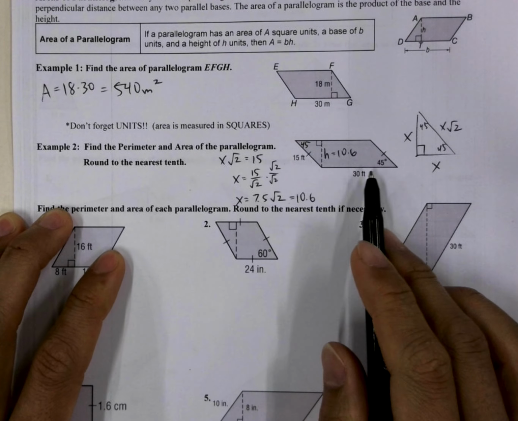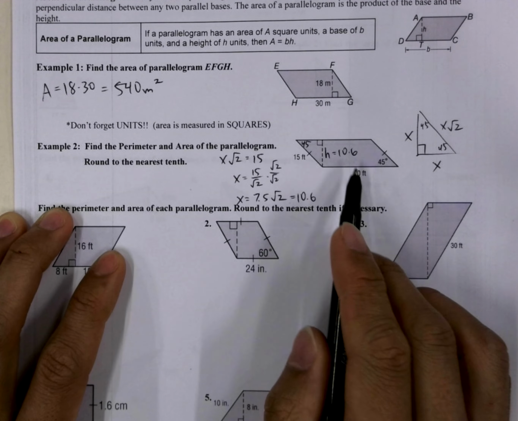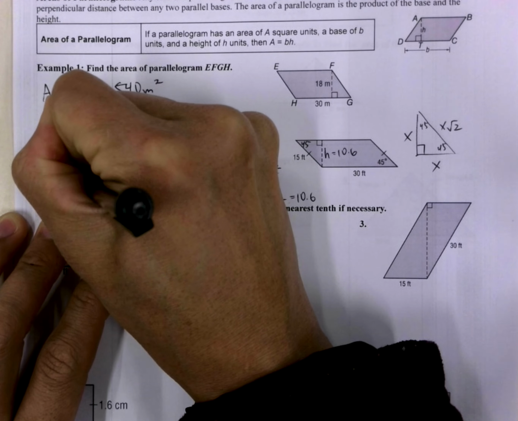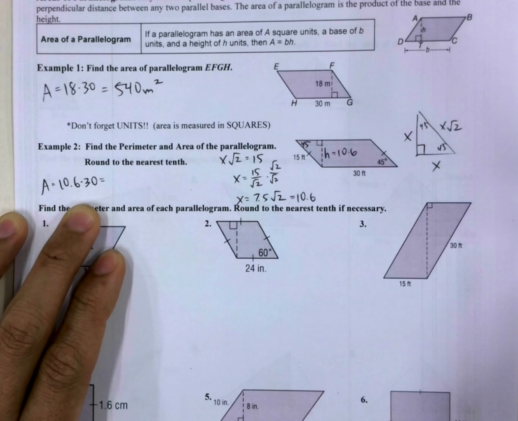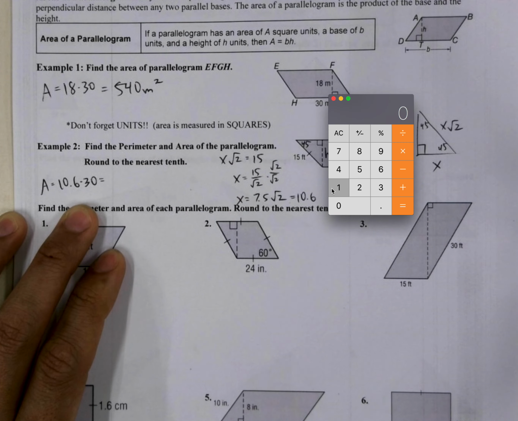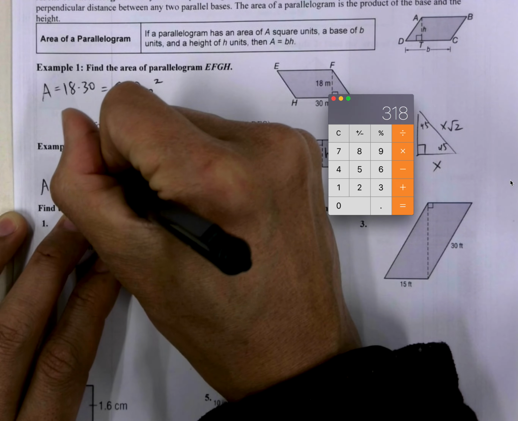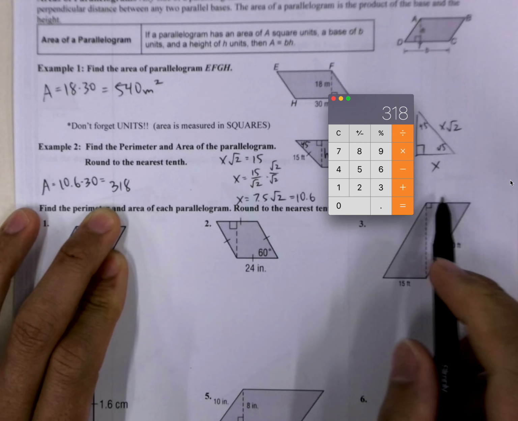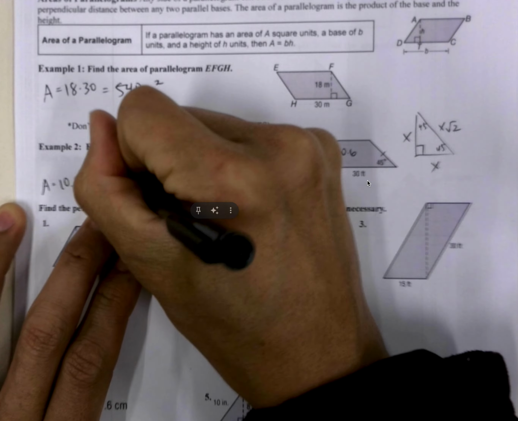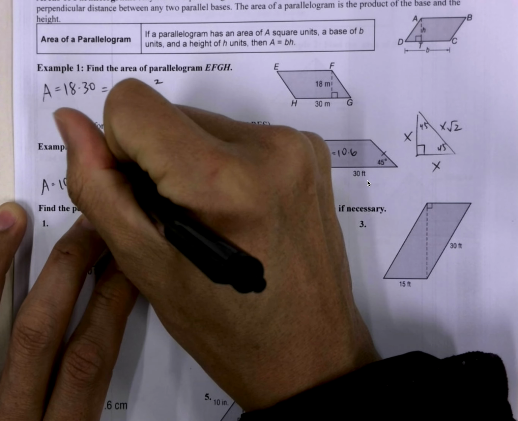Right? And now it's easy to find the area because it's just base times height. So my area is equal to 10.6 times 30. So then that is going to be 10.6 times 30, 318. And it's going to be in units, or feet squared.